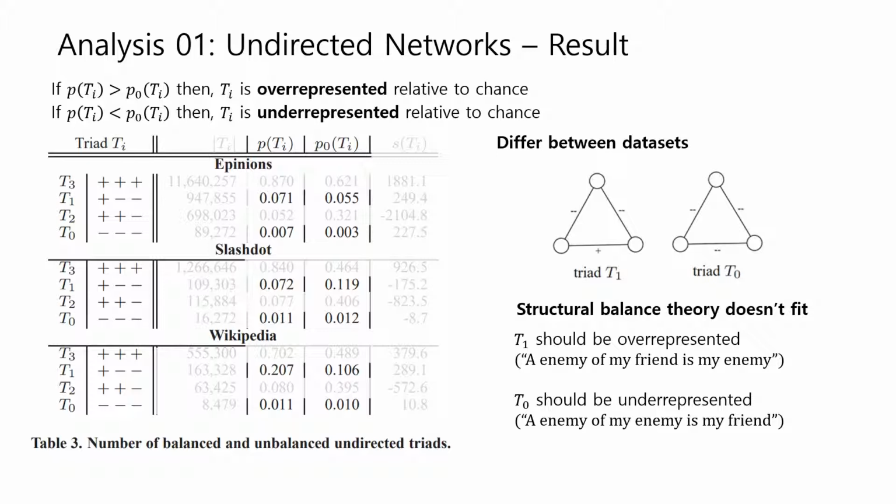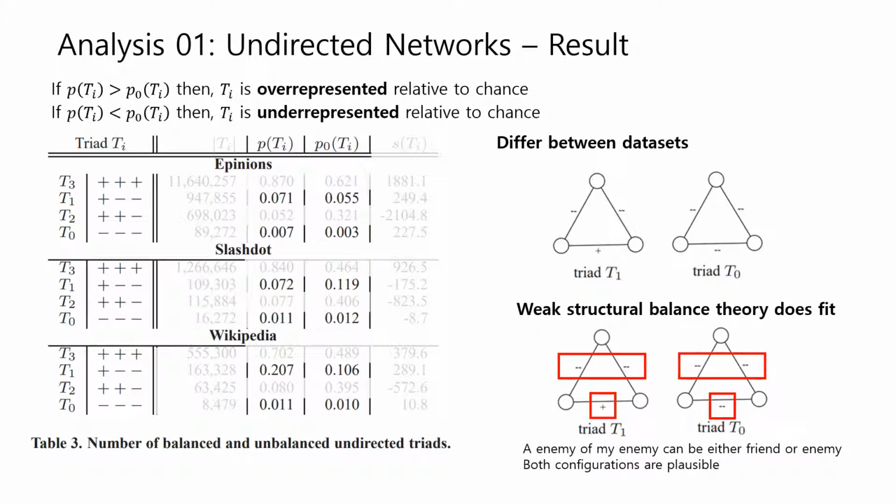However, there are disagreements over three datasets for triad type 1 and triad type 0. Since type 1 is balanced, those triads should be overrepresented, and since type 0 is unbalanced, they should be underrepresented. But in Slashdot dataset, type 1 is underrepresented, and both in opinions dataset and Wikipedia dataset, type 0 is overrepresented. Therefore, original notion of structural balance cannot explain all kinds of observations over different applications.